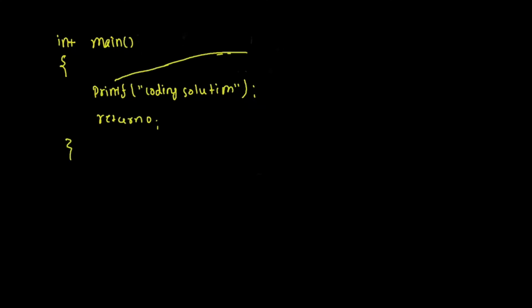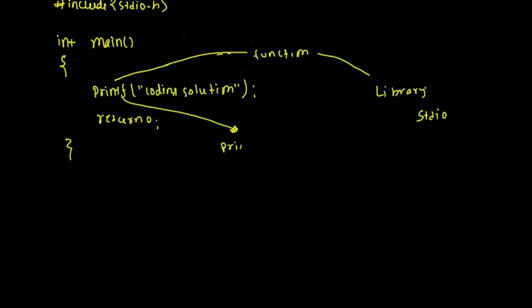Int main, open braces, printf coding solution, return 0, close braces. Here printf is a function which is defined into some library called standard input output, stdio. To use that library function, we have to include a header file called stdio.h. Now this function printf is used for printing on console. Whatever argument you will write in this printf function, it will simply put it on console. We will see it happening when we write the code.